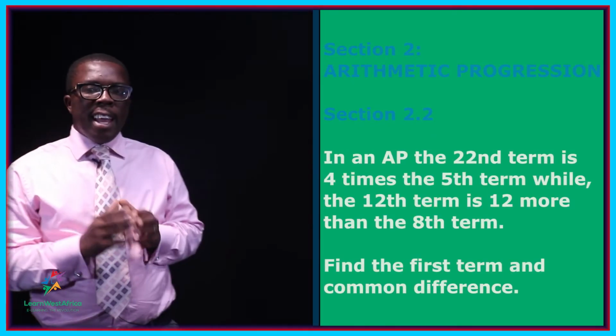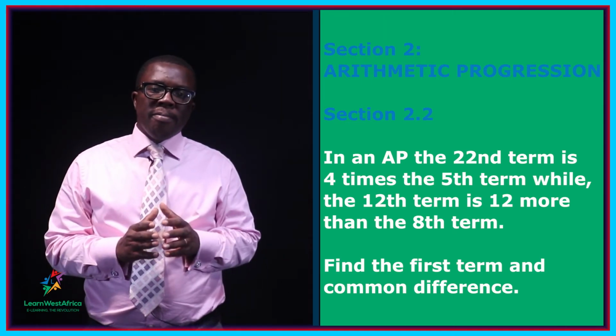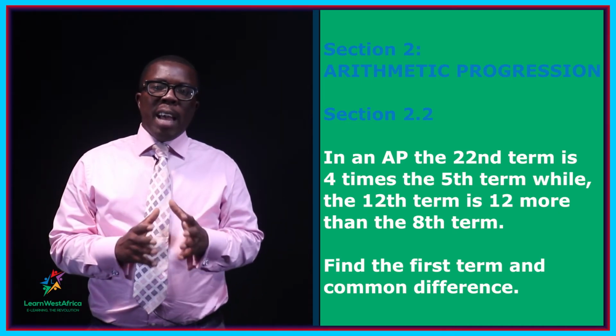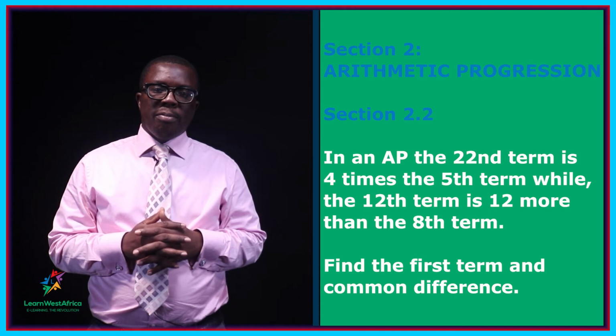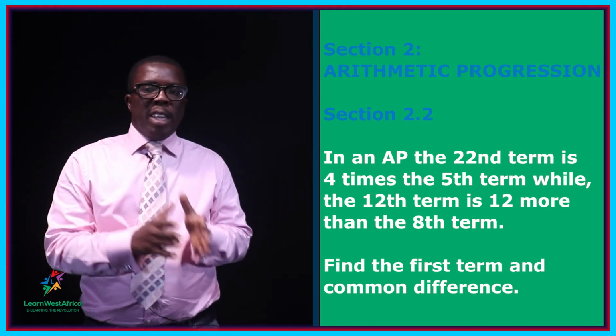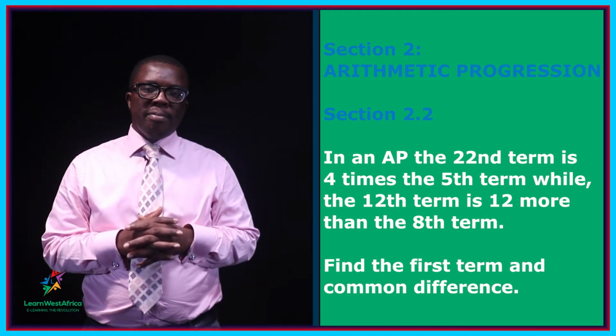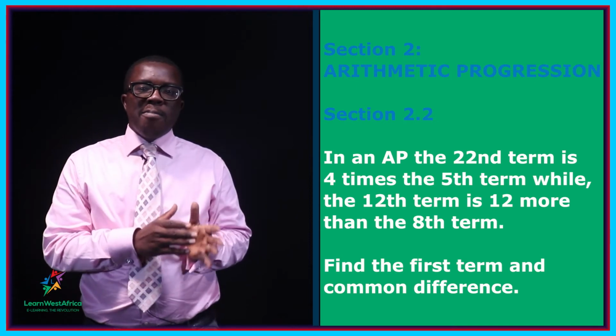The 22nd term of an AP is 4 times the 5th term, while the 12th term is 12 more than the 8th term. Find the first term and the common difference.